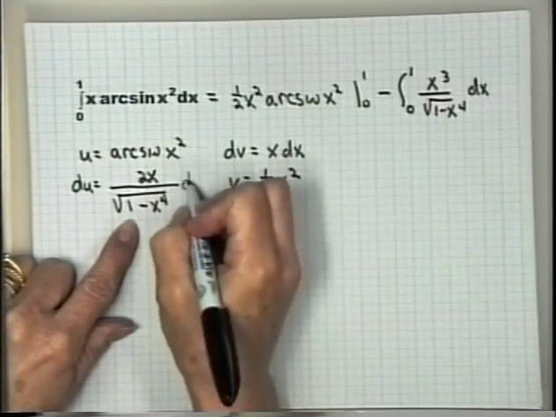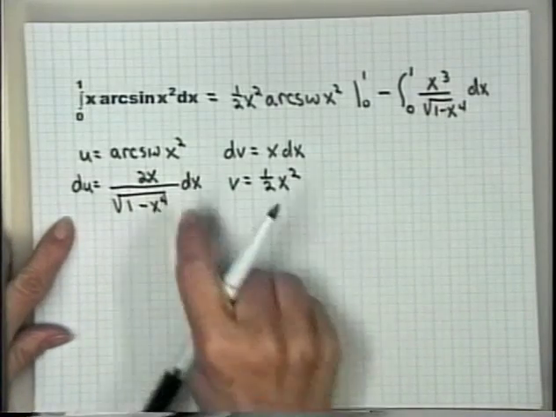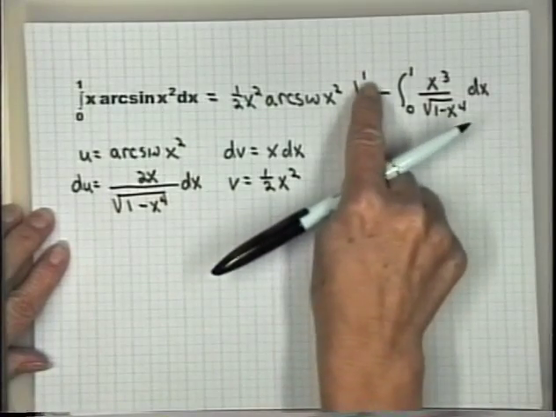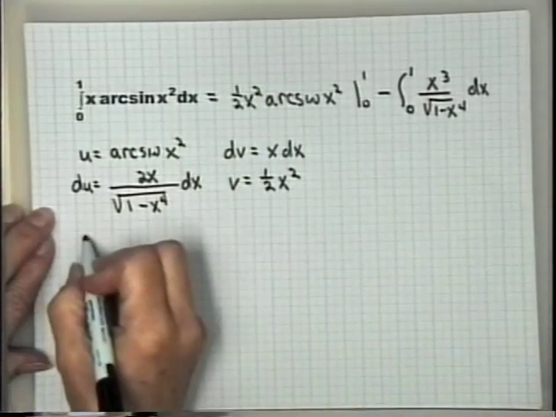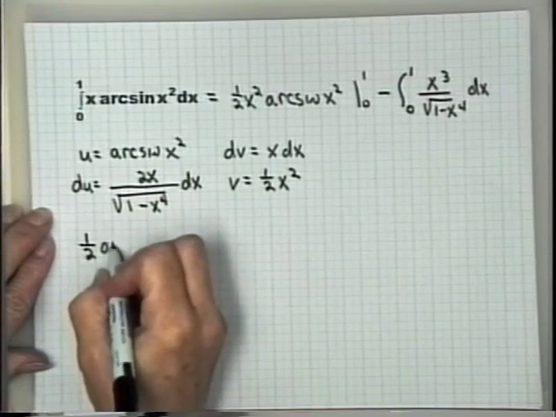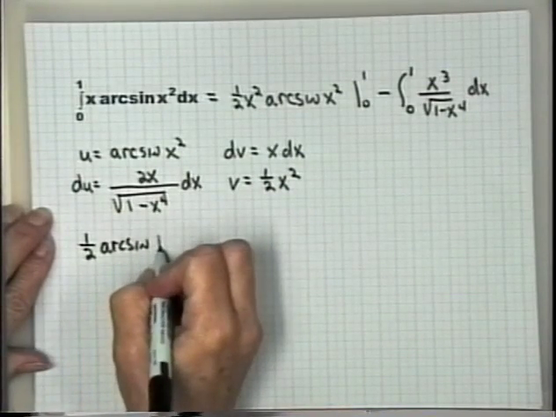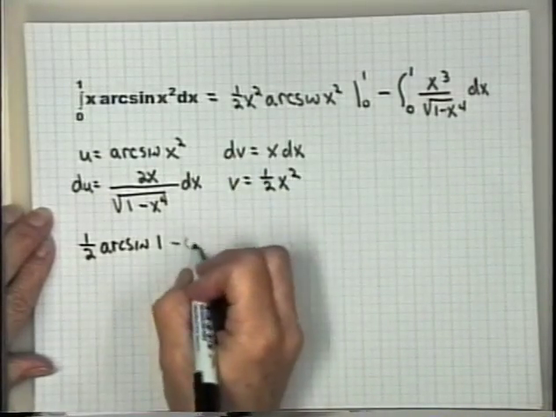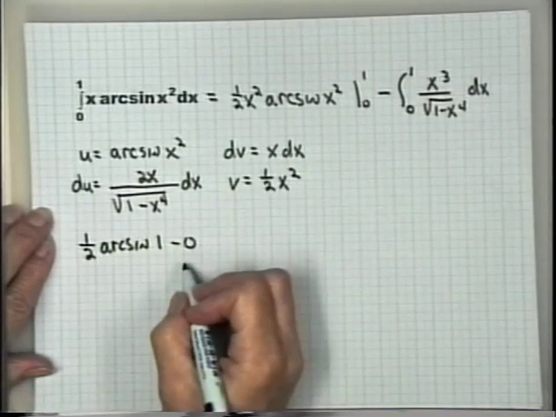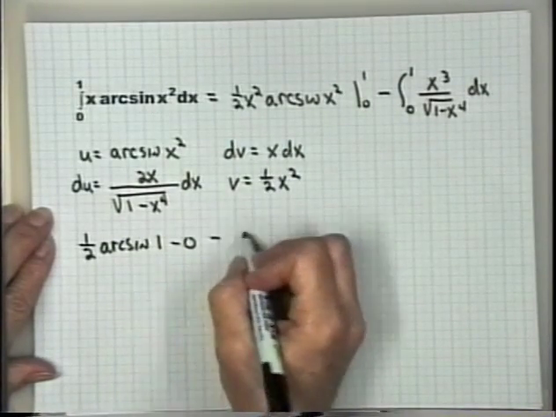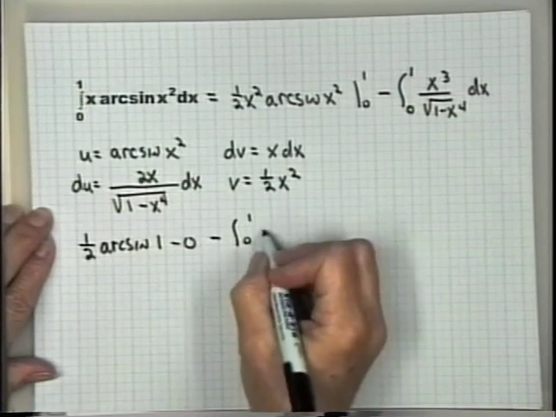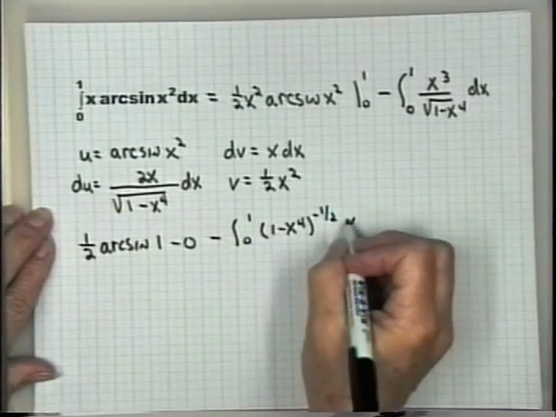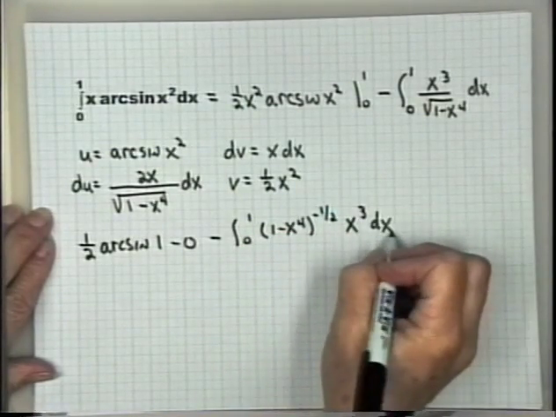I apologize. On these last couple of problems, I've been so concentrating on the problem, I've forgotten to write my dx when I took du. But it is there. Okay, let's go ahead and substitute in here. If I put a 1 in, 1/2 times 1 is 1/2 arc sine 1. Notice if you put the 0 in, it will cancel out because you'll have 0 right here, so minus 0. Okay, on this next part, 0 to 1, I'm going to write 1 minus x to the 4th to the negative 1/2 times x cubed dx.